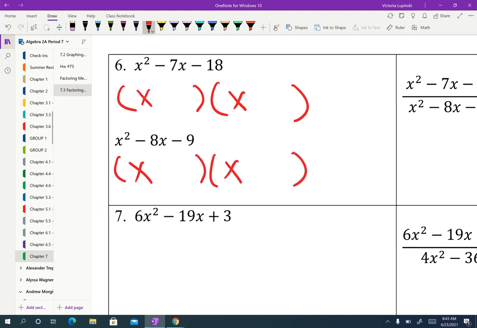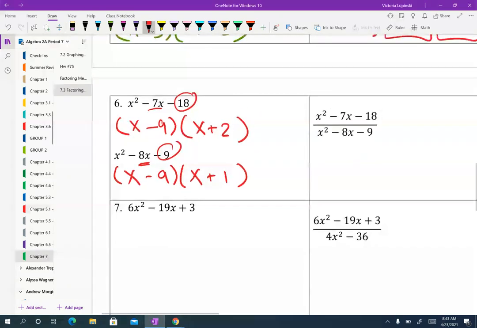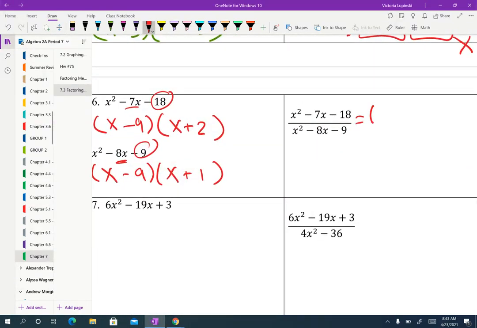It's possible that there could be some that don't factor, although again, we're not really going to see those because that's pretty lame. Factors of 18 that add up to be 7 would be 9 and 2, and it would have to be a negative positive. Factors of 9 that add up to be 8 would be 9 and 1, and it would have to be negative positive. If I go ahead and replace, so x minus 9, x plus 2, and then the denominator.